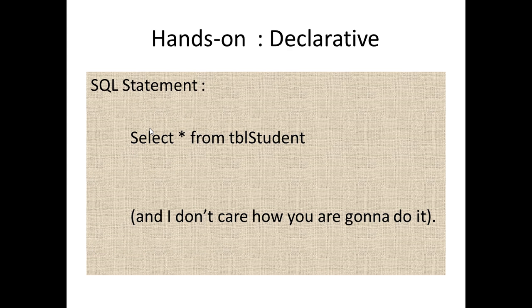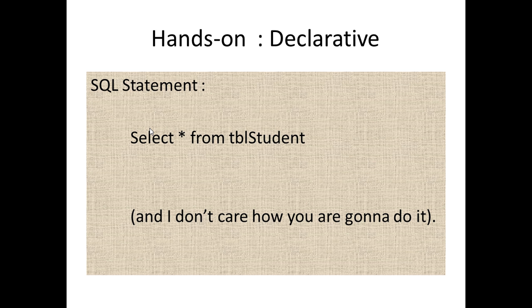So on the other hand, here comes the funny part. Now a SQL statement is completely non-imperative, or it's very declarative. How? We are saying select star from table student, and we say that we don't really care how you're going to find the result set, how you're going to find all the records from the table student.